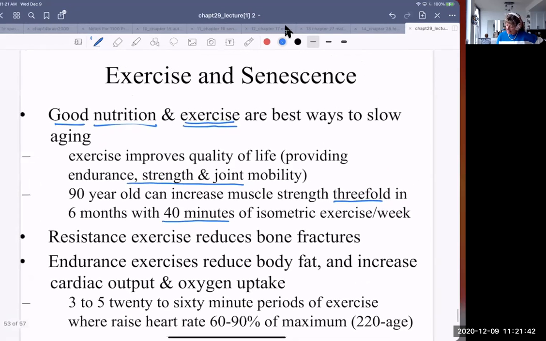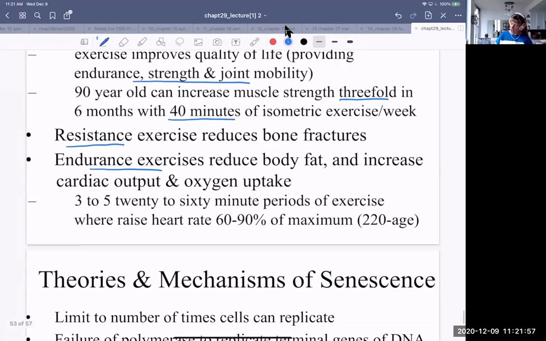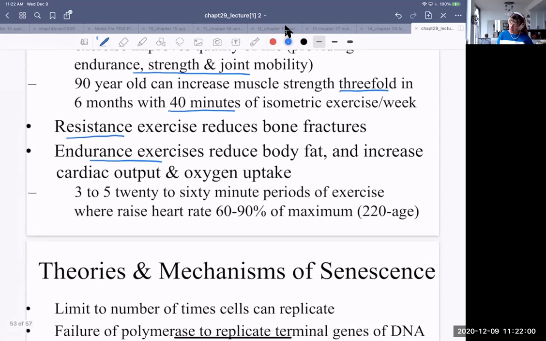So resistance exercise reduces bone fractures. So that's using things like bands and weights. Endurance exercise, like long walks, for example, reduces body fat and increases cardiac output and oxygen uptake. That means 3 to 5 sessions of 20 to 60 minutes per week, where the heart rate is raised to 60 to 90% of maximum.